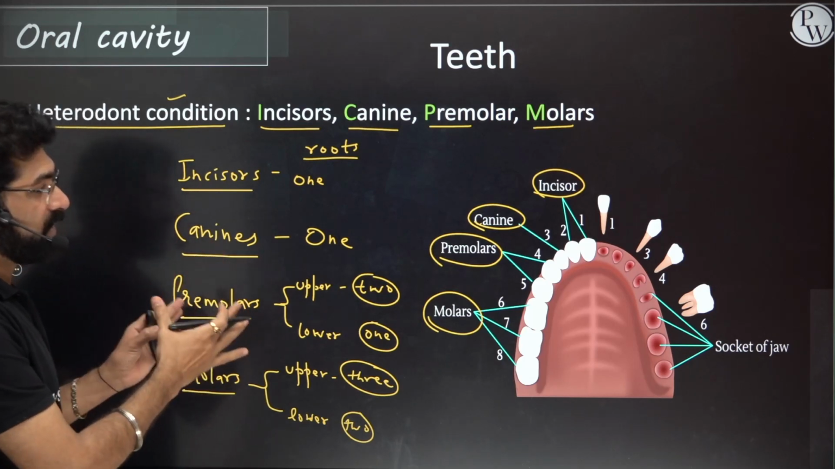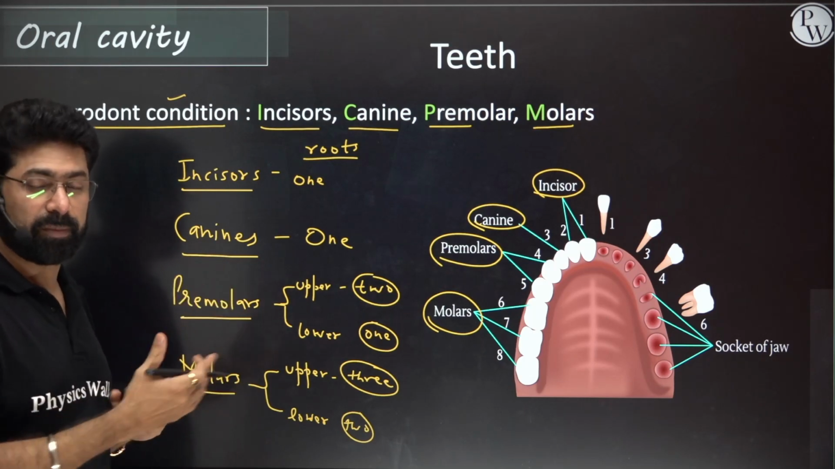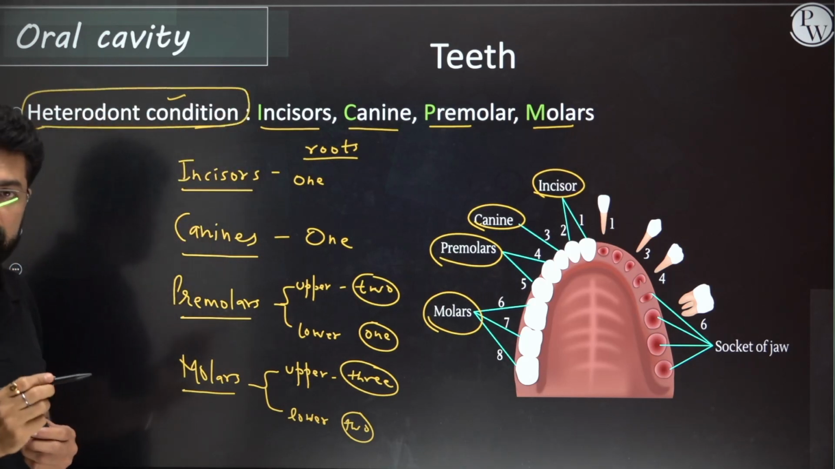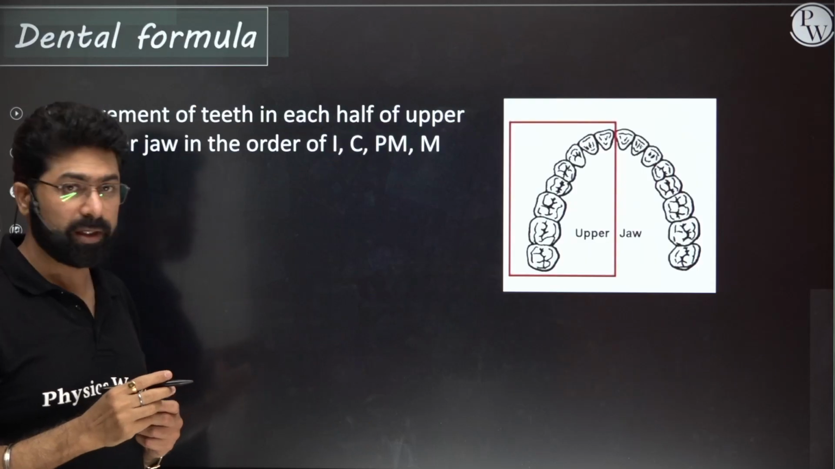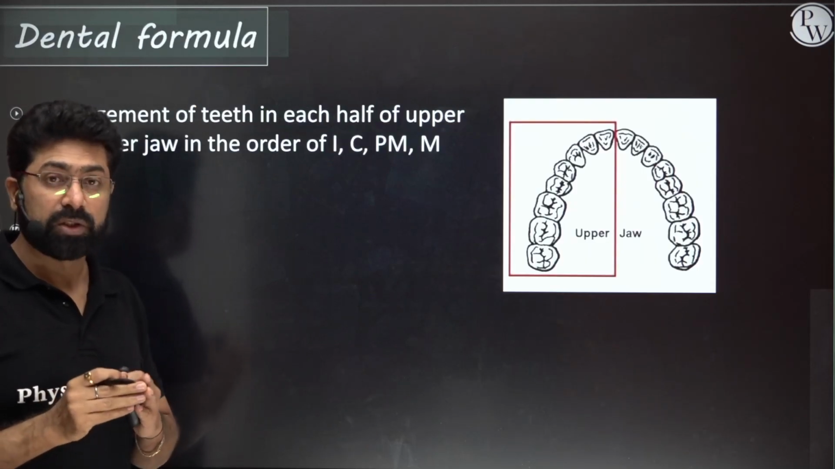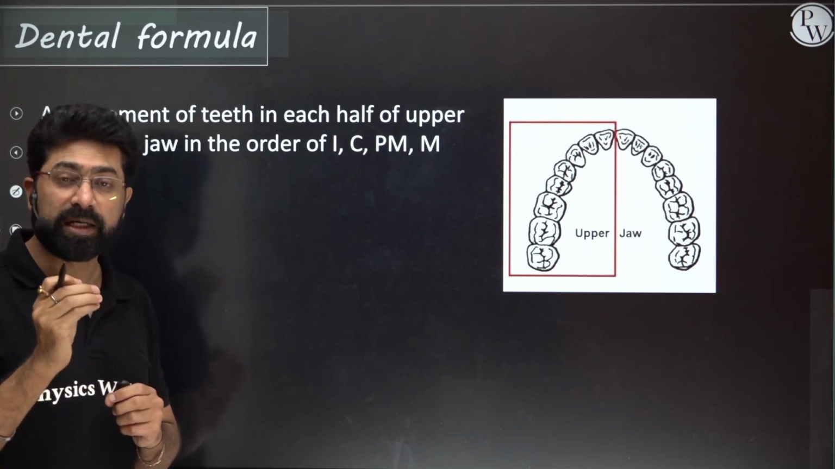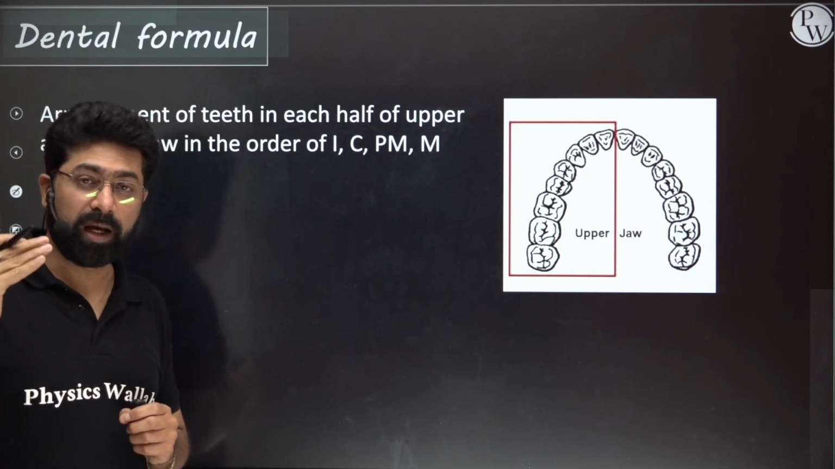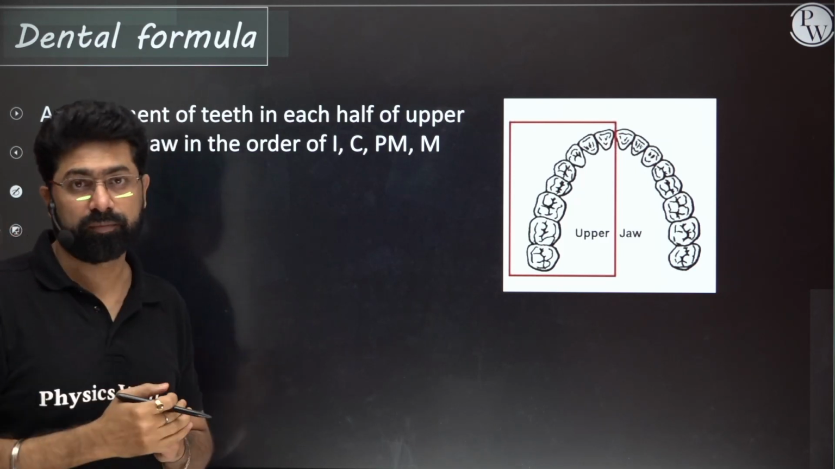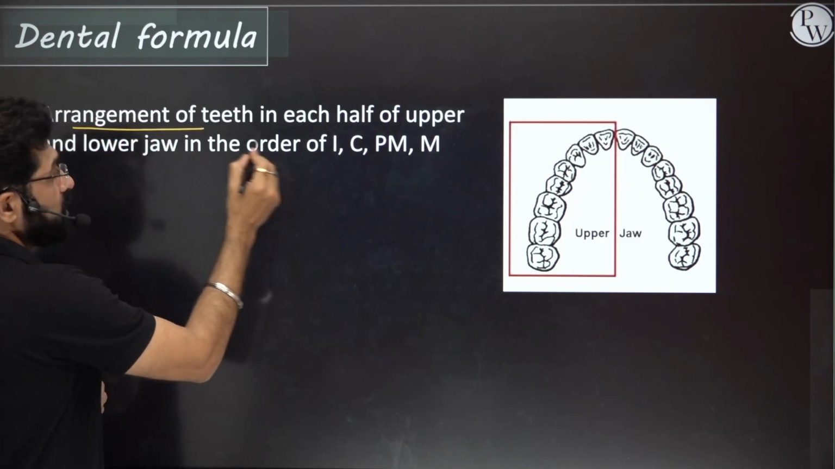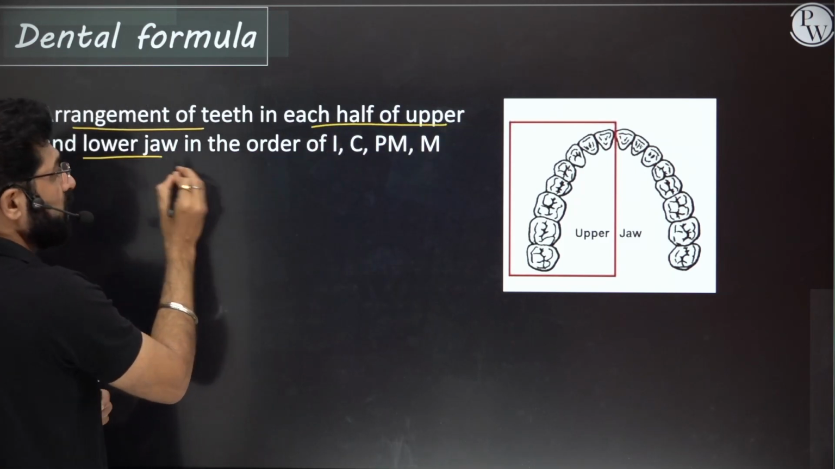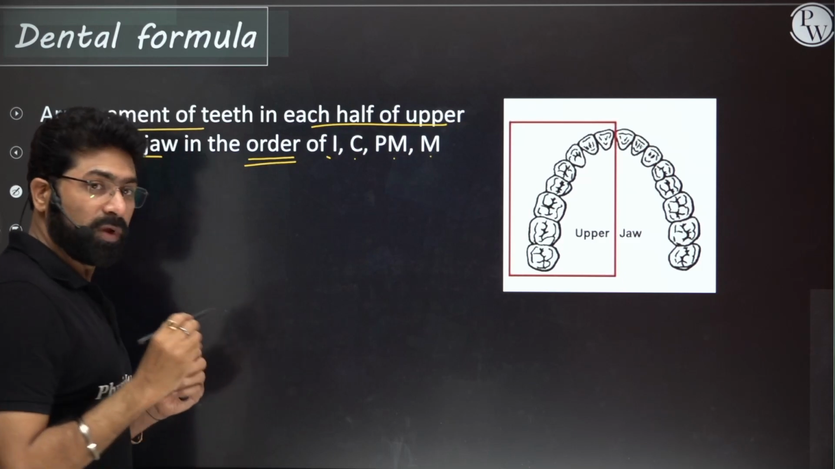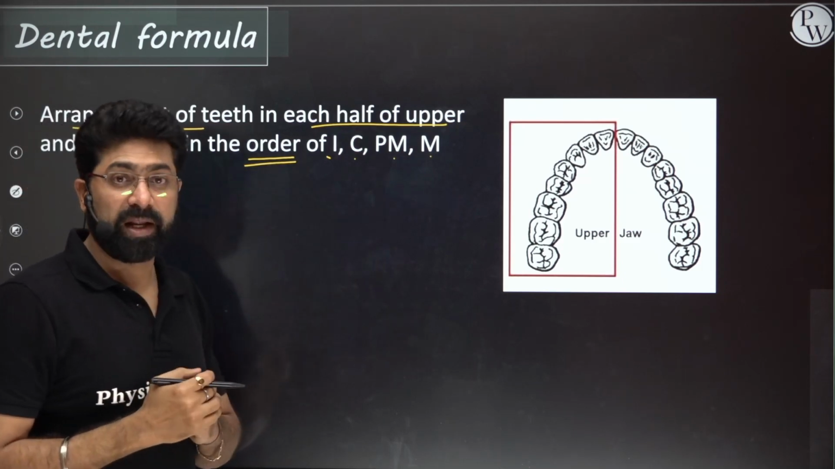So these different types of teeth which are present constitute heterodont condition, which is a characteristic feature of mammals and humans. Got it? Now comes the dental formula. Dental formula is actually the arrangement of teeth in such a way that you calculate one half set in the upper jaw and one half set in the lower jaw. This arrangement, in which each half of the upper and lower jaw is shown in the specific order of incisors, canine, premolar and molar, is called dental formula.